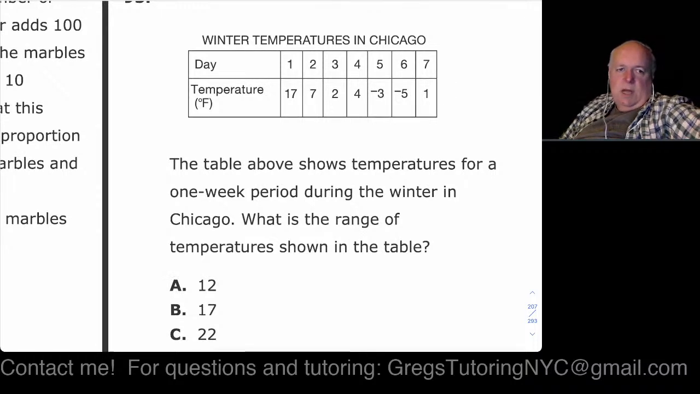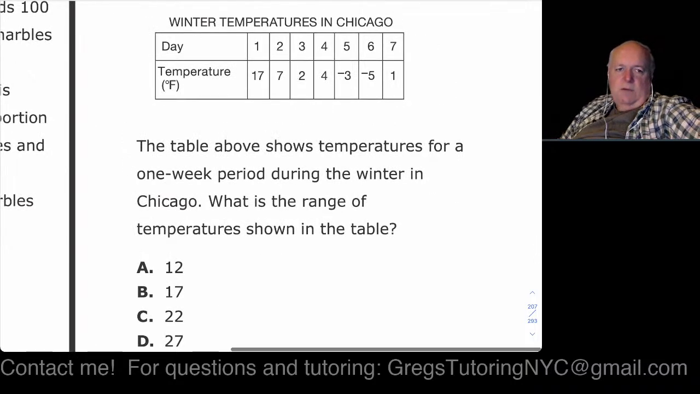Winter temperatures in Chicago. So on day 1, 2, 3, 4, 5, 6, 7, we have different temperatures. It looks like it goes down, and then finally on the last day, it pops back up slightly. Okay. There's nothing else I can figure out here. They're all Fahrenheit. So there's no unit conversion so far. The table above shows temperatures for a 1-week period during the winter in Chicago. What is the range of temperatures shown in the table?